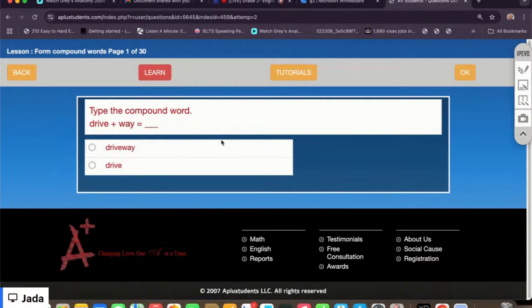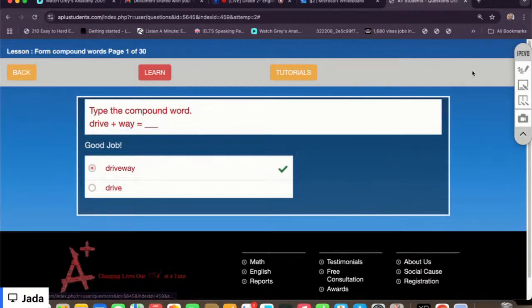Okay, so now we're moving on to the test, so you can send in your answers on the chat. Let's have an interactive lesson. So we have, type the compound word drive plus way. Give me your answer on the chat. Send me your answers on the chat. Let's interact, guys. So the first one is driveway, which is drive plus way gives us driveway.